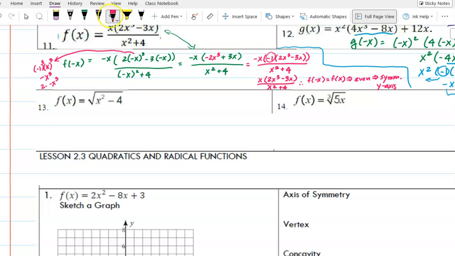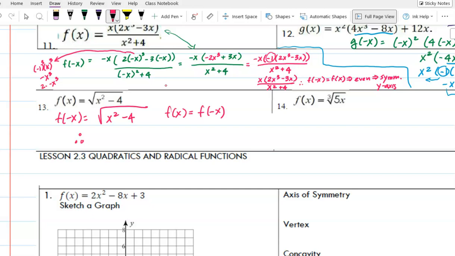Let's go ahead and drop in f of negative x. That's just going to be, yeah, there's just no doubt about it. This one is even. Okay. Therefore, since f of x equals f of negative x, we know that this is even.